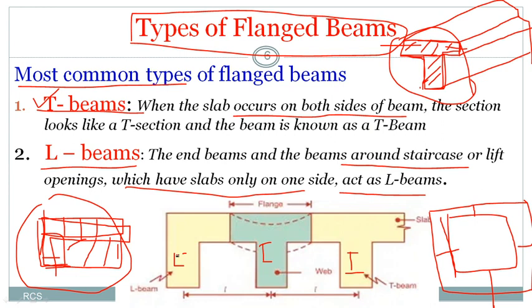At the ends, if you observe the beam shape, what shape is it? It is an L shape. And in the intermediate portion we have a T shape, the alphabet T shape. So generally T shape flanged beams are provided in the intermediate portion of beams or slabs, and at the ends we provide L shaped beams, right? In the L shape also this is called a flange, and in T beams this is called a flange. That's why these two are called flanged beams, right?